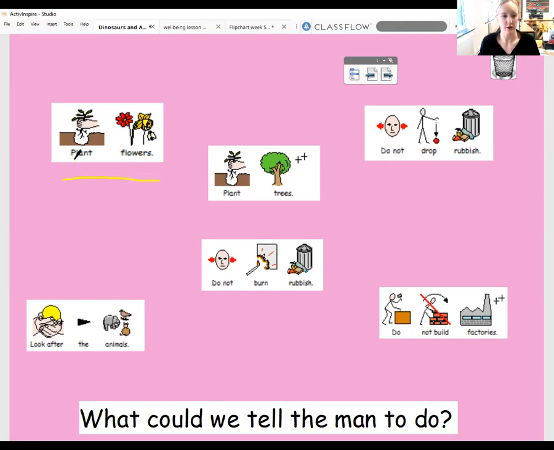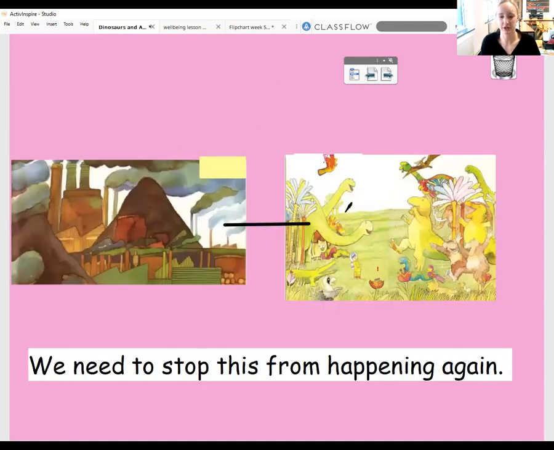So here I've got plant flowers. Yeah, that's a good one. We could tell him to do that. So we could plant all the different flowers on the ground to make sure that all the plants grow back up. What other things might we tell the man to do to stop the earth from being ruined? Have a little think. What other things might we tell him?